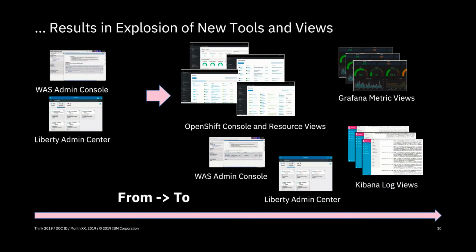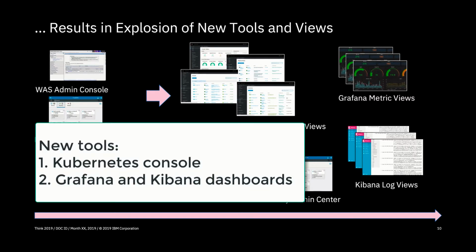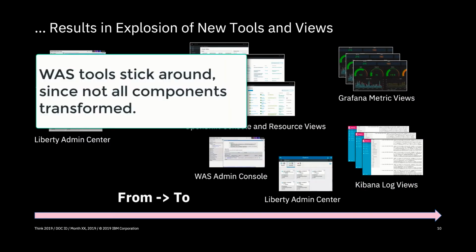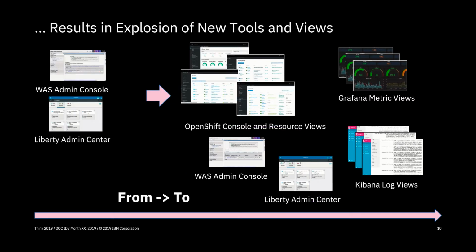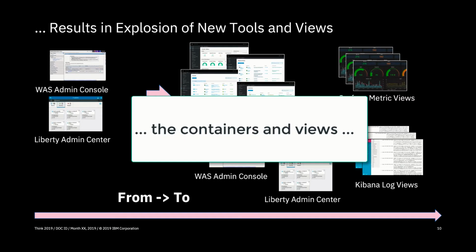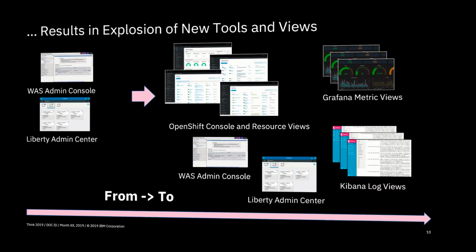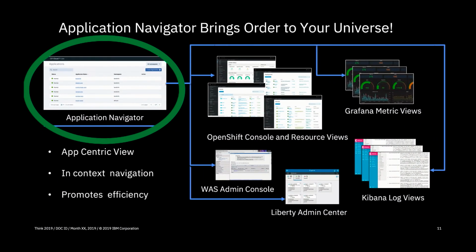Transformation to a cloud-native architecture results in multiple separately deployed containers, which adds new tools like the Kubernetes console plus Grafana and Kibana dashboards to the operational landscape. Not to mention, in this example, the WAS tools stick around since we haven't transformed all components in this generation of stock trader. In the absence of a higher level abstraction, these individual containers and their respective views through the aforementioned tools are disjoint and unconnected to one another, making understanding of the overall application and navigation among the various tools complex and confusing. This is where the Application Navigator comes in.